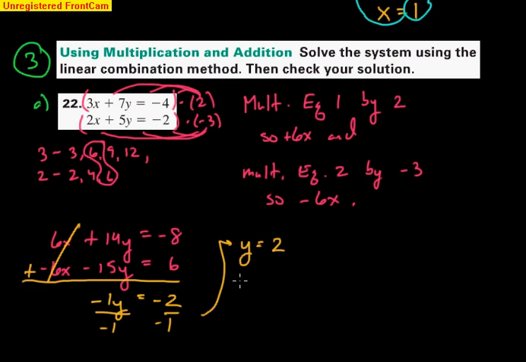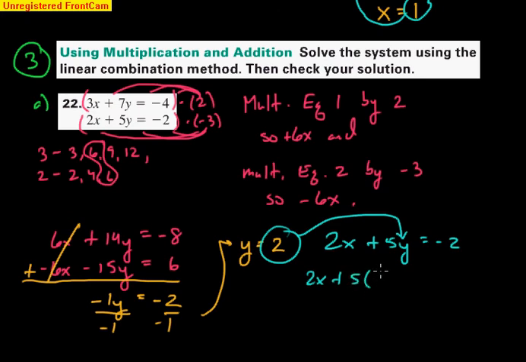So now, if I got a y, I need to find the x. It doesn't matter which equation you plug it into, choose the one you think is easier. I think the bottom one is easier. So I'm going to plug it into 2x plus 5y equals negative 2. This value of y goes right in there for y. So 2x plus 5 times something equals negative 2, and that something is a 2. Multiply. 5 and 2 is 10.